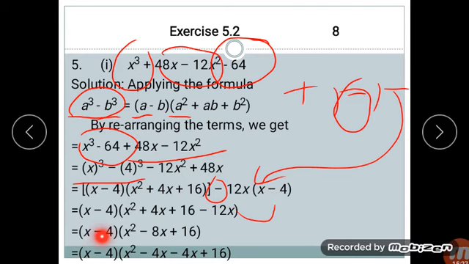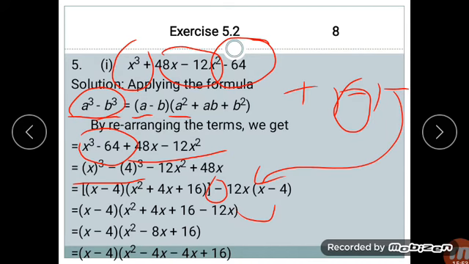So x minus 4 should be brought down as it is, x square as it is. Now we have 4x and minus 12x. This can be solved because they are like terms. So minus 12x plus 4x will result in minus 8x, and this is plus 16 here. Now we can see that again we have an expression with three terms which can be further factorized, written in its product form, and that can be done by midterm partition.